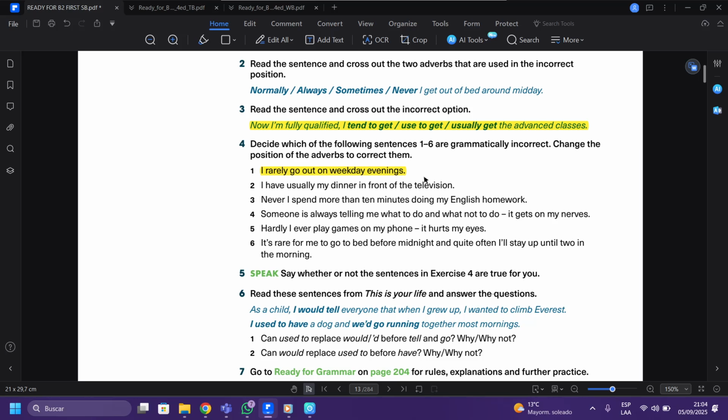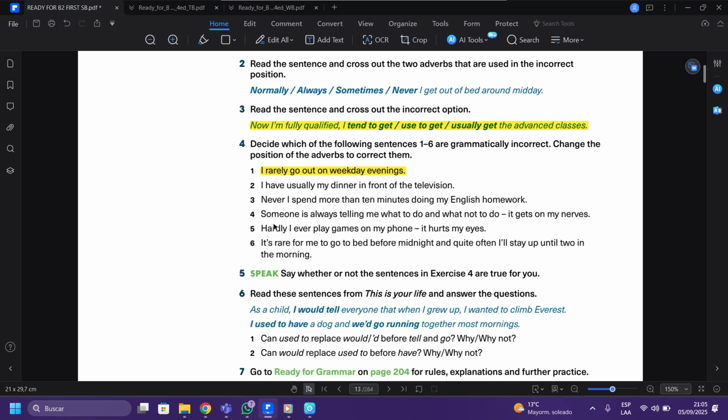Number 2, I have usually my dinner in front of the television. This is incorrect, right? Because we have I usually have my dinner in front of the television. That is the right way. Okay? Number 3, never I spend more than 10 minutes doing my English homework. Is it correct or not? Not correct. What is the correct way? I never spend.